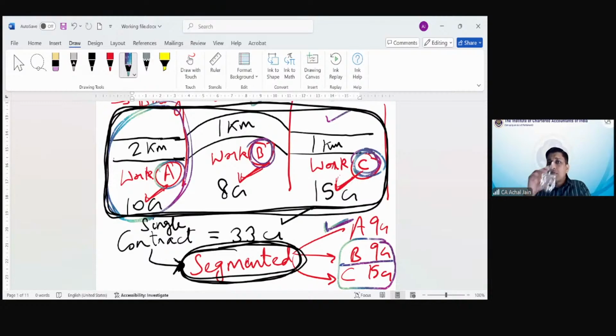Yes, quickly, over to you. Any questions? Okay, so clear on the segmenting.